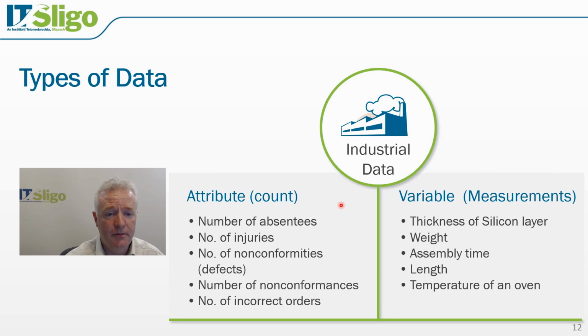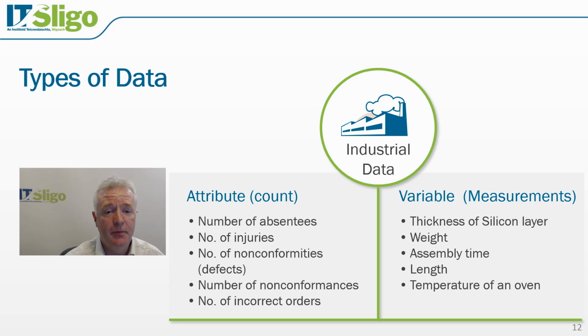There are other types of data called attribute data, and that involves count data: the number of absentees on a particular day, the number of injuries in a company, the number of non-conformities or defects, the number of non-conformances or defectives, similarly the number of incorrect orders. Attribute data involves counting. In this course we will only deal with variable data.